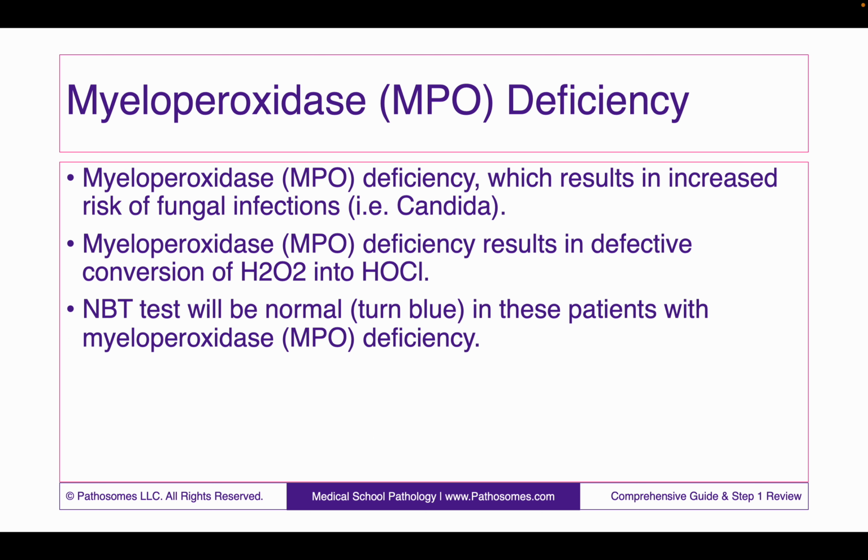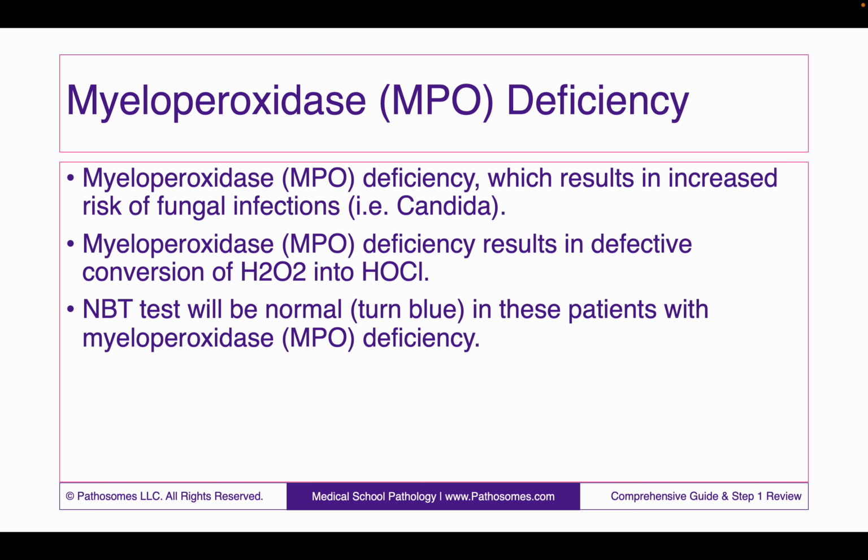Now let's talk about myeloperoxidase deficiency, which results in increased risk of fungal infections, right? For example, Candida. If you have MPO deficiency, you're likely to be infected by Candida. I'm not talking about our neighbors to the north. I'm talking about that fungal infection that causes people's tongues to look white, right? Candida.